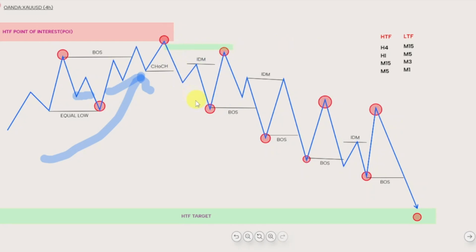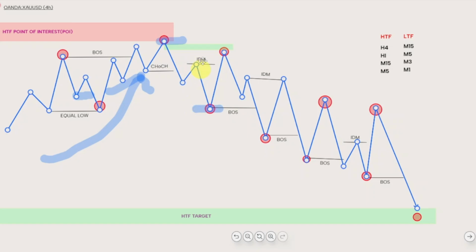When we have a change of character, this high here becomes our new high. Okay, this is our new high, and this area here becomes our new low. All right, and in our earlier video, we said you need to target the major high and the major low. Okay, anything happening inside is an internal structure. You don't have to mind them.